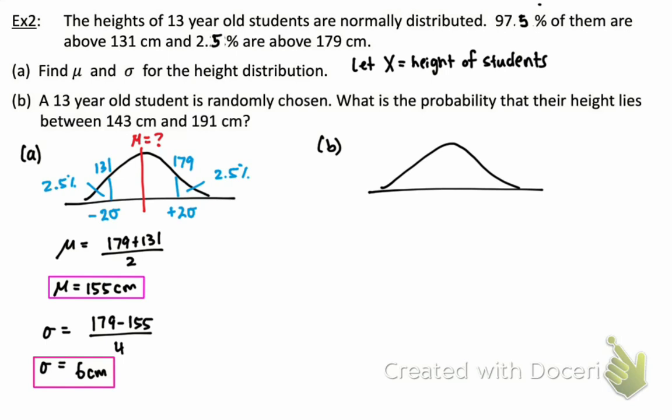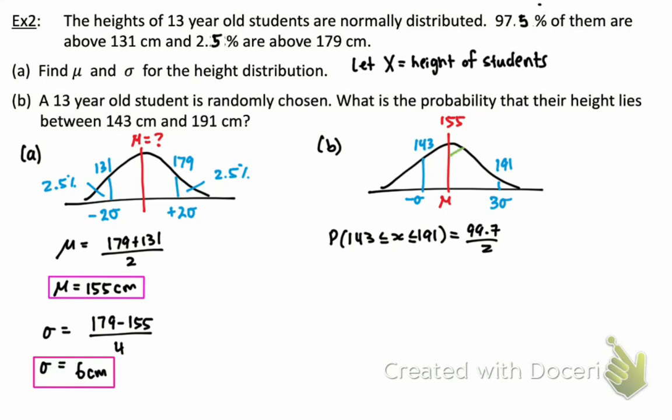So again, let's sketch the normal distribution curve with the data values that we already obtained from the previous question, as well as the new points here. So 143 is going to represent 1 standard deviation below the mean, where 191 is going to represent 3 standard deviations above the mean. So to find the probability between these two values, we can look to the left and to the right of that curve. So first, let's start by looking to the left of the curve.